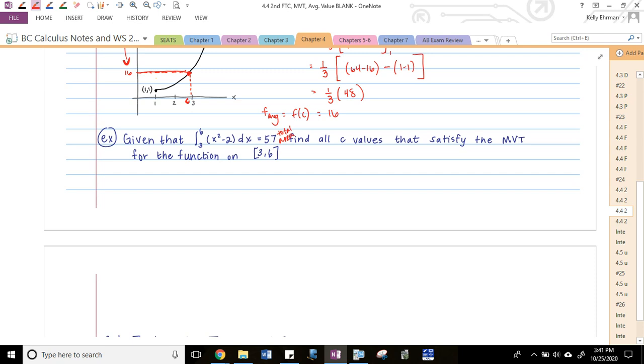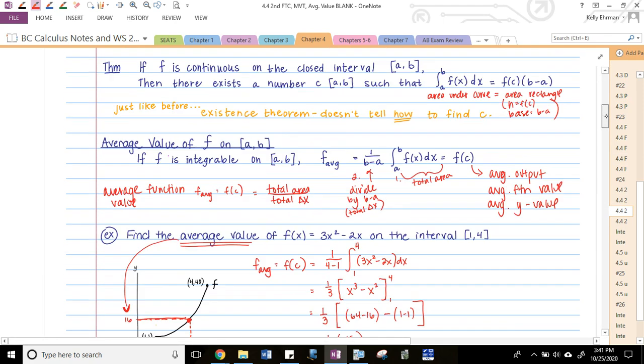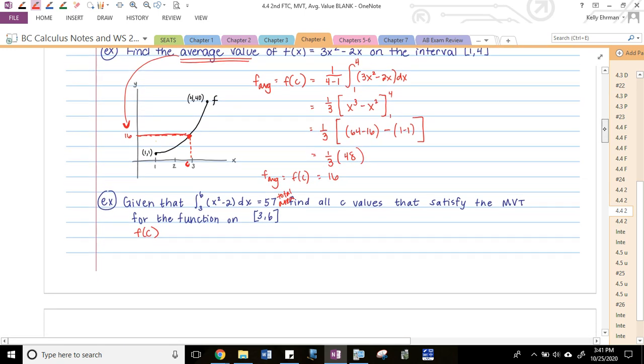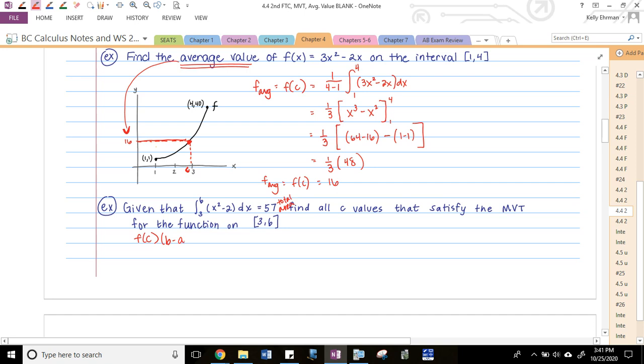What is that MVT? Remember, MVT is saying, hey, there's got to be some c value on 3 to 6 where the f of c times the b minus a equals that area, right? So let's see. F of c times b minus a is supposed to equal the integral from a to b of f of x dx. Let's just copy that down so I don't have to keep scrolling. Do we know f of c? No, because f of c is just the thing that we're trying to find here right now.